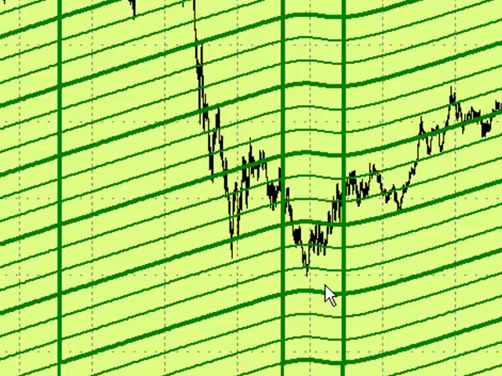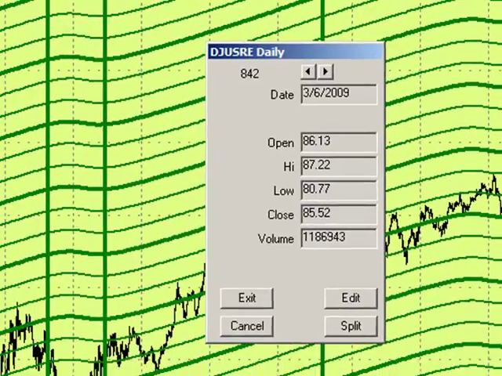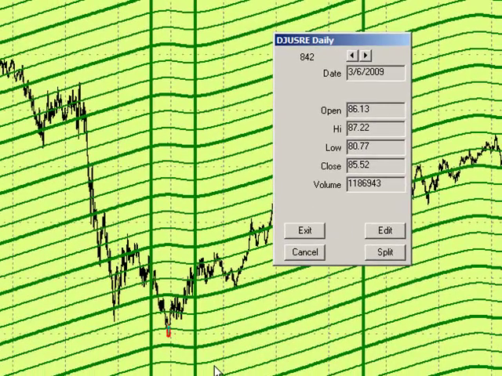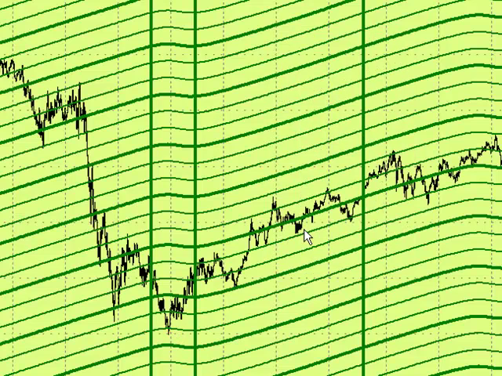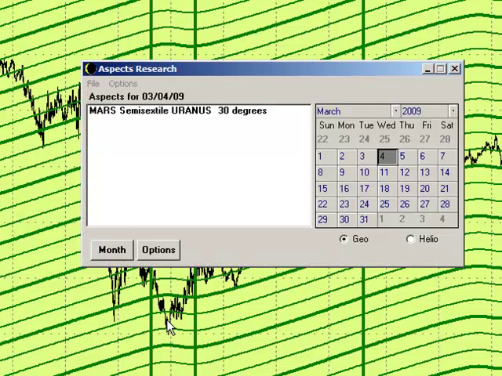Now, let's pick a different turning point here. We had this low in early March. Let's see, that would be March 6, 2009 was the exact low there, at 80.77. It didn't form a correct low right on the price line there, but let's take a look at what was going on astrologically in connection with Venus around that time.